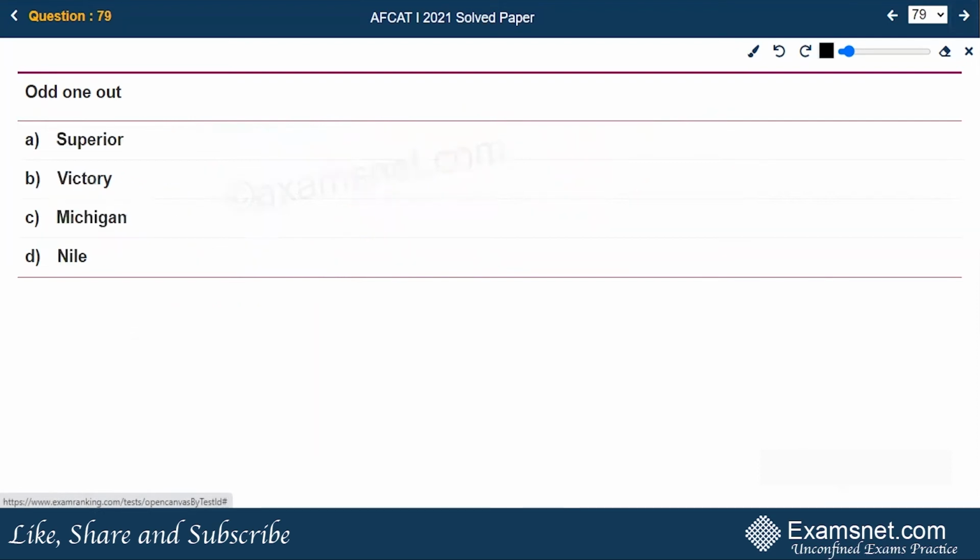Next, question number 79. You have to pick the odd one out. Superior, Victory, Michigan, Nile. Let's discuss them one by one. Superior is the largest of the Great Lakes. It is the largest of the Great Lakes of North America.